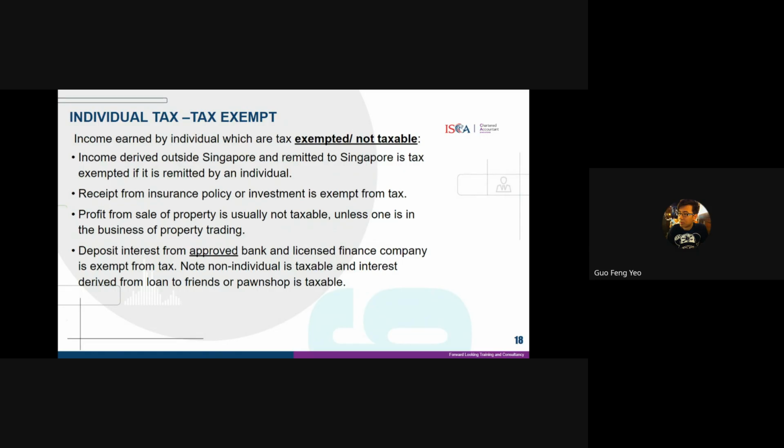However, you need to remember that any other form of interest, such as informal loan to friends or relatives, or interest derived from pawn shop, will still remain taxable. Also, deposit interest from bank, approved or otherwise, will also be taxable in the hands of a company. This exemption only applies to individuals and from approved bank and licensed financial institution.